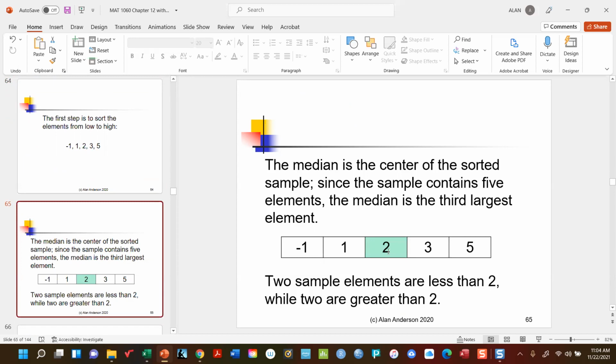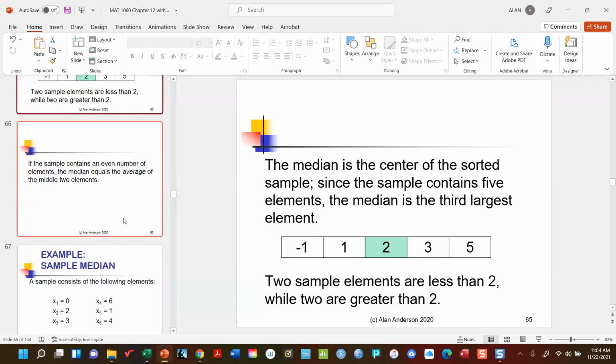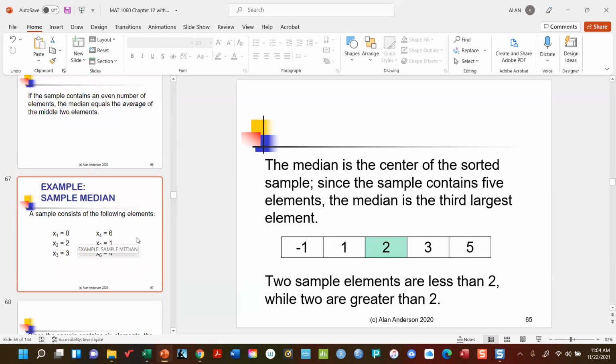Now, there's just one complication, though. When we have an odd number of values in our sample or population, it's easy to do this. You're just looking for the element that's right in the middle. What about cases where we have an even number of elements? Ooh, that's going to be a little trickier. So let me show you an example of this. All right, so here 2 is the median.